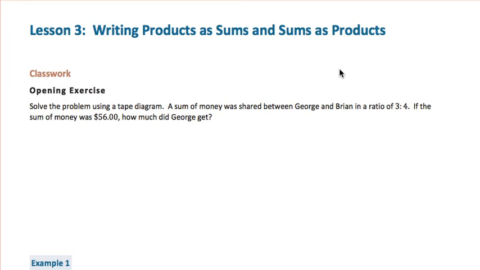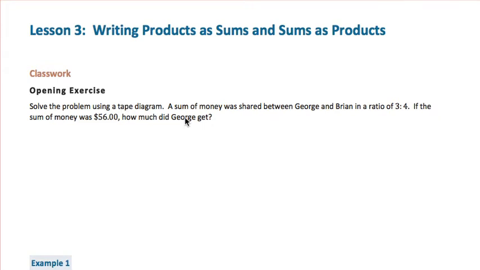In Module 3, Lesson 3, we're going to practice writing products as sums and sums as products. So our opening exercise, we're asked to solve this problem using a tape diagram. The sum of money was shared between George and Brian in a ratio of 3 to 4. If the sum of the money was $56, how much did George get?